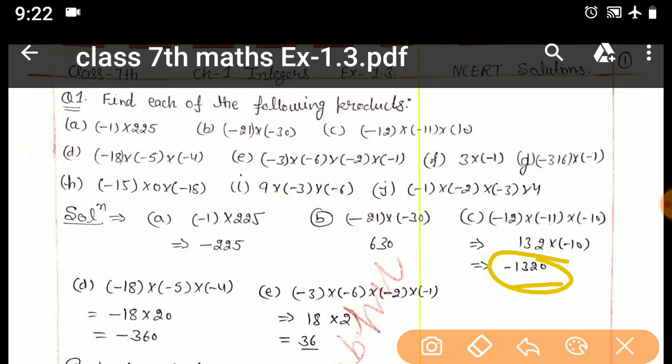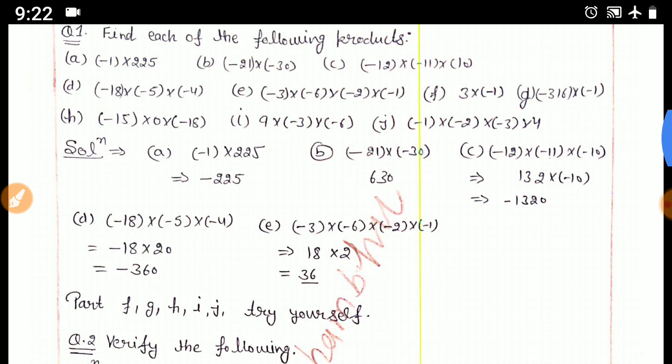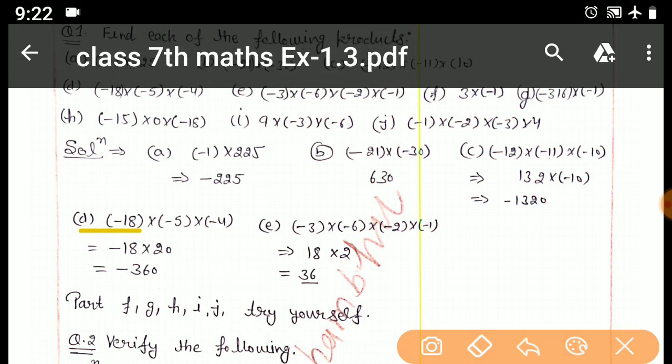Okay, next part is D. In the D part there are three negative integers. First of all we will multiply two negative integers, minus 5 and minus 4. Five fours are 20, and we will put a positive sign in front of their product because both are negative integers. Now we have one negative integer and one positive integer, so the product of 18 and 20 is 360, and we will put a minus sign in front of their product.